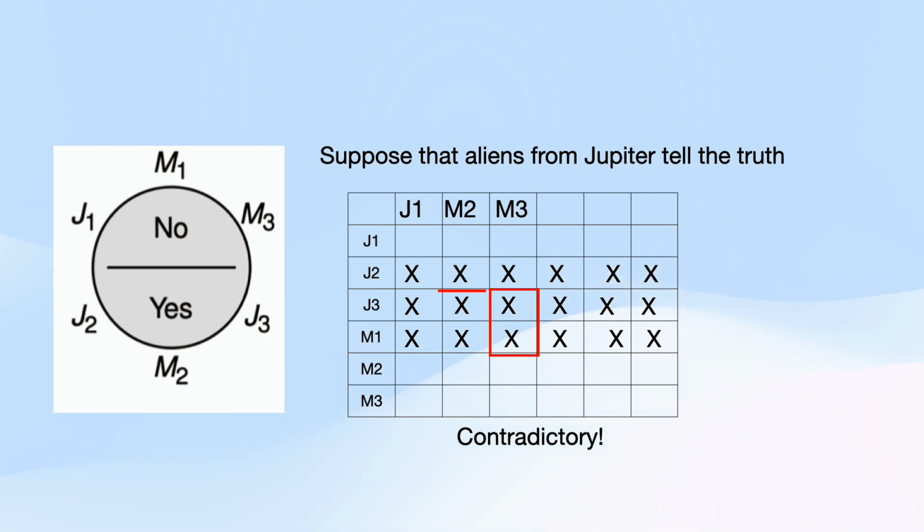So the assumption that the Jupiter aliens tell the truth leads to a contradiction and therefore cannot be correct. That brings us back to the previous assumption that the aliens from Mars tell the truth, which led to the consistent result.